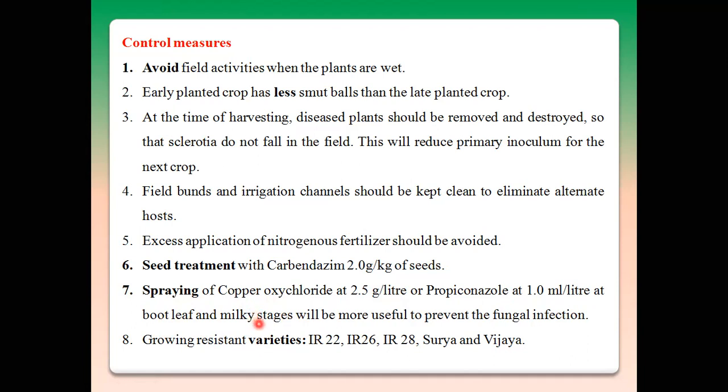So to protect the crop from fungal infection at boot leaf and milky stage, apply copper oxychloride and propiconazole. And the last management is growing resistant varieties IR22, IR26, IR28, Surya and Vijaya. These are the resistant varieties grown by farmers to avoid such infection in rice. Okay, so this is the information about the false smut disease in rice.